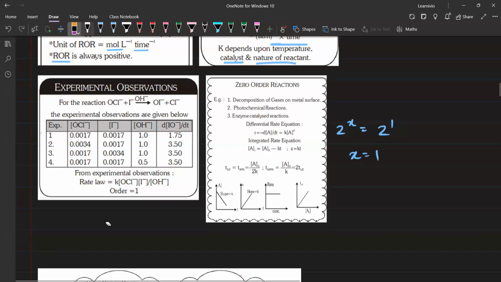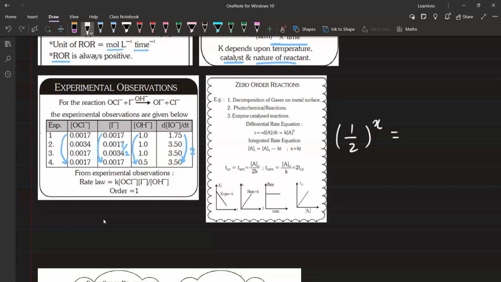Now this is very important. If you see here, if I go from 1 to 4, the concentration of OCl negative is the same, I negative is the same, and the OH negative concentration is half, right? 1 by 2, we have half the concentration. And if you see here, what is happening to the rate? The rate is doubling. So here also you can equate it like this. What you did to the concentration, you will write 1 by 2 to the power x is equal to 2 to the power 1. So what is x equal to?